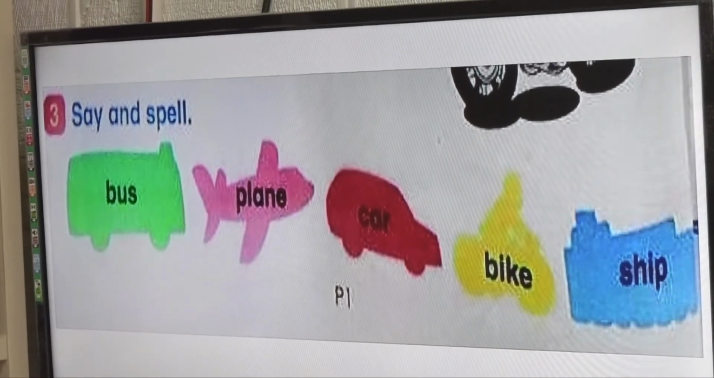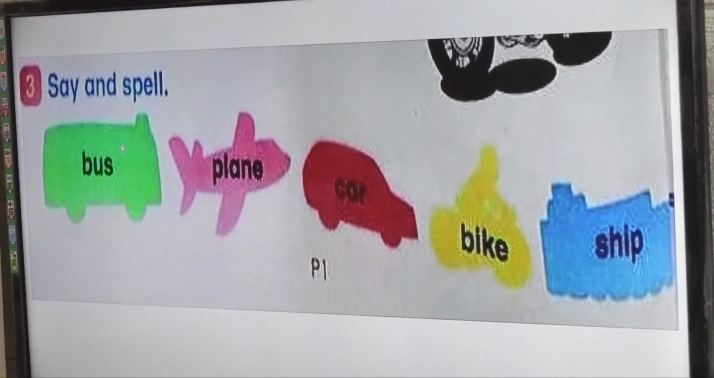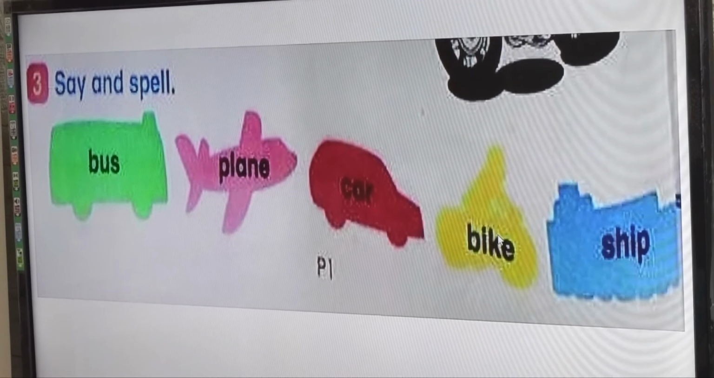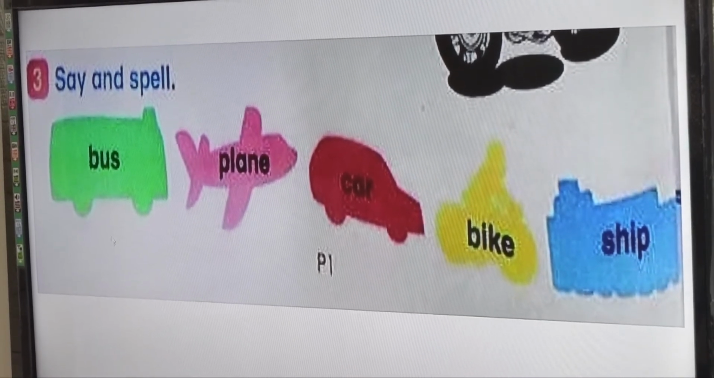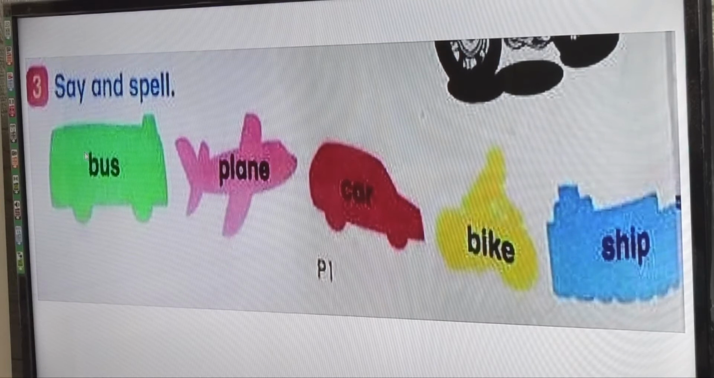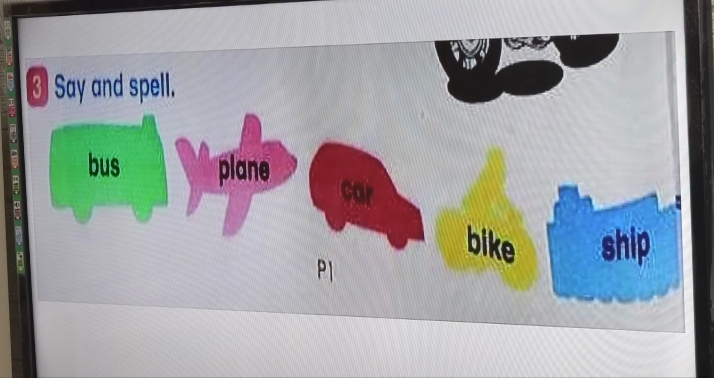So we have to say and spell. We have to read all these words, okay? Read all these words. And after reading them, please write them down here. How do we know what to write down? Very easy. You just copy the words here, okay? You write them down here. So, are you ready to read them? Very easy because you can see the shapes, right?